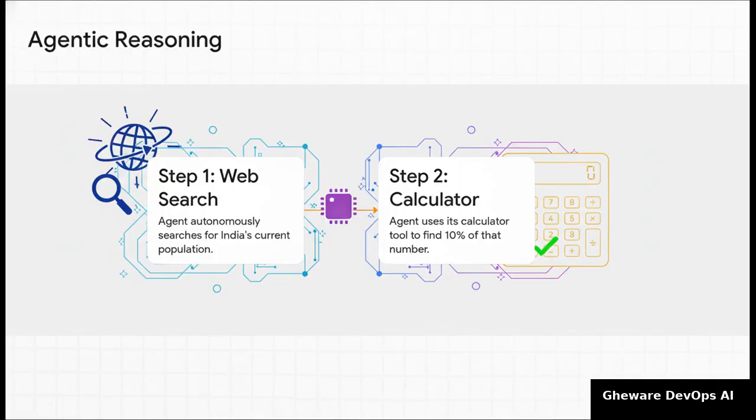And this is a perfect example of what we call agentic behavior. The agent doesn't just sit there waiting for instructions. It sees the goal, it breaks it down into a logical plan. Okay, first I need a fact I don't know, so I use web search. Second, I need to do math on that fact, so I'll use the calculator. And then it just does it. It figures all of that out on its own.